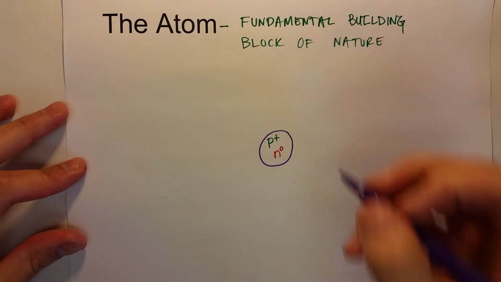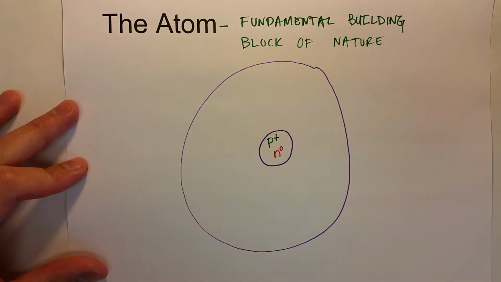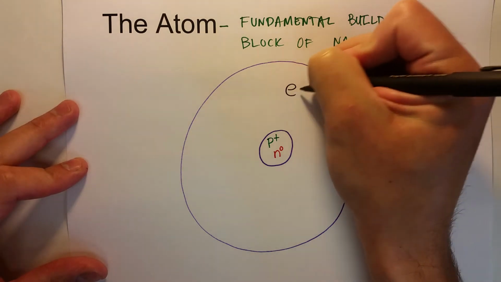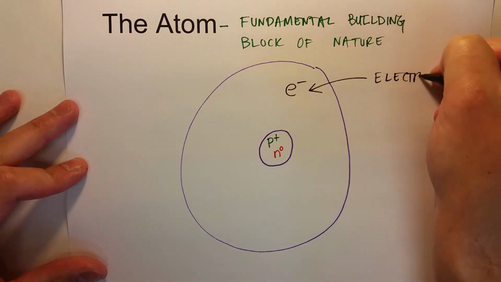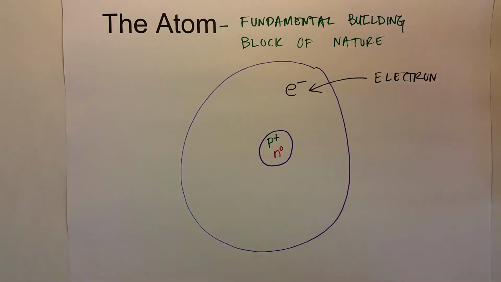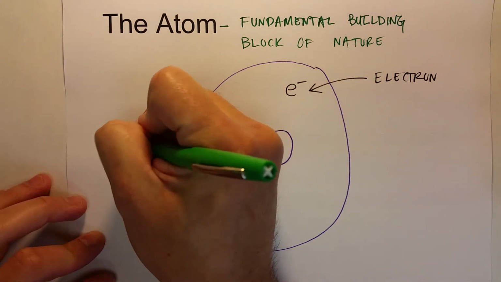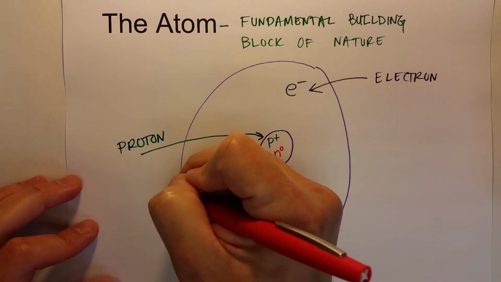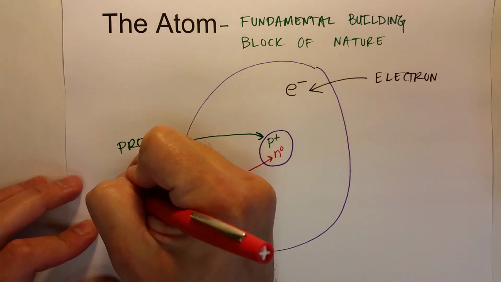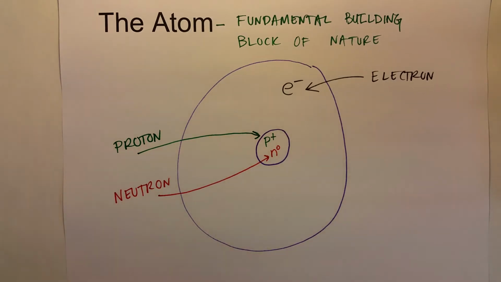And flying around the outside, in what we're later going to refer to as orbitals, is the electron. The electron is negatively charged and very small in comparison in terms of mass to the nucleons, the subatomic particles that reside in the nucleus, the proton and the neutron. The proton is positively charged and the neutron is neutral, and hence sort of what gave it its name, a neutral charged subatomic particle, the neutron.